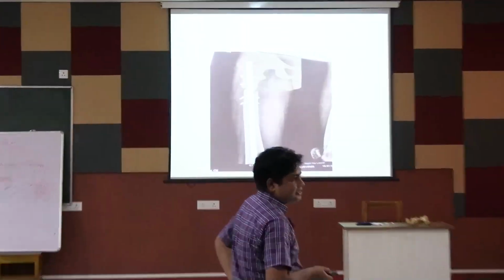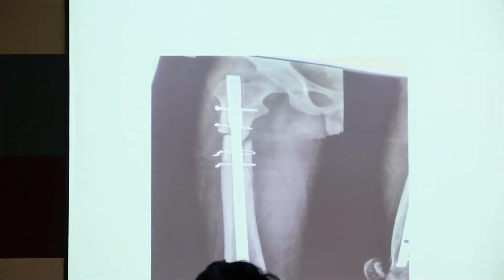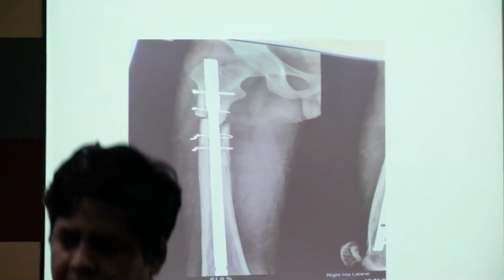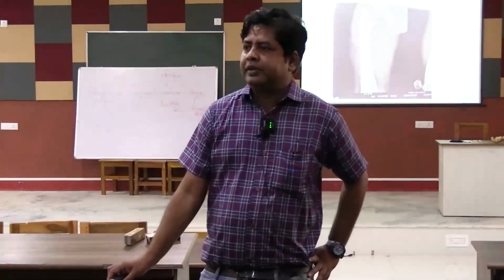What is the definition of fracture non-union? Non-union means the bone has not united. There is no union of the bone. That may be a biological failure, that may be an implant failure, that may be an overstimulation of body mechanism.